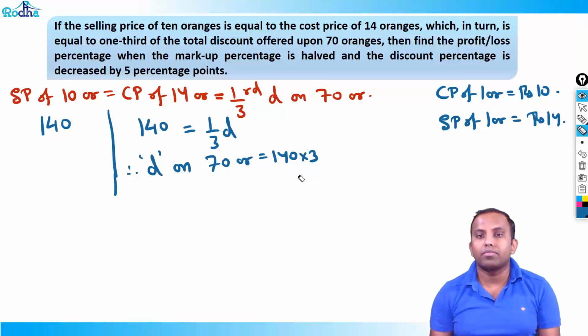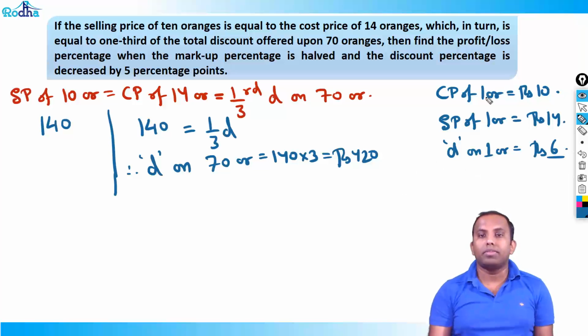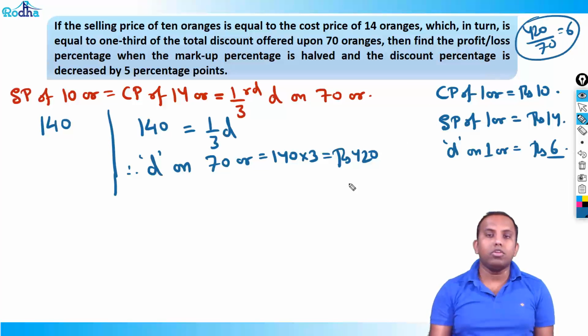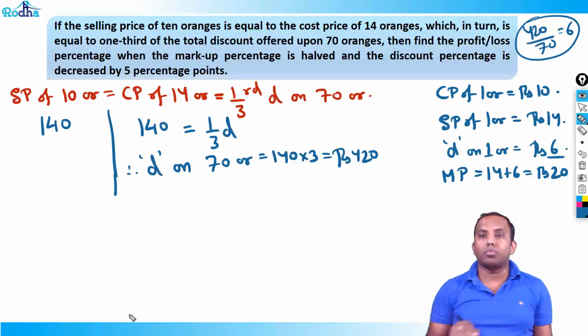Okay. That means what is the discount on one orange? 420 by 70, that is rupees 6. So we got all this data. So what is the mark price? Discount is rupees 6 and it's selling at 14. So the mark price is 14 plus 6, 20 rupees. So the mark price of one orange is 20 rupees.